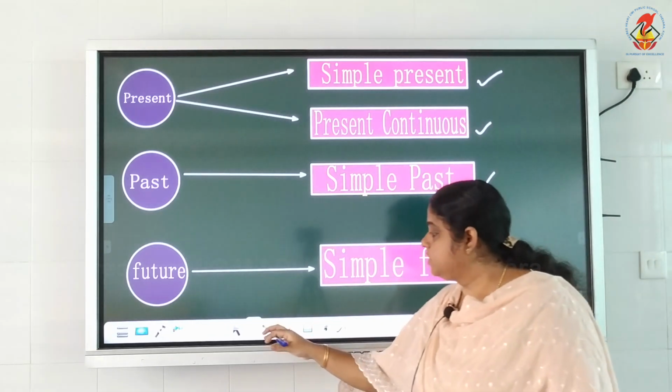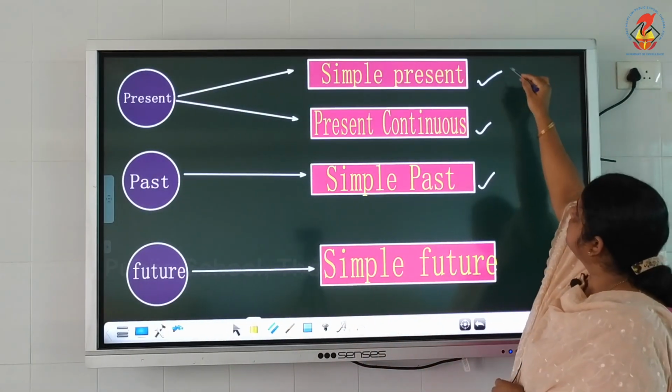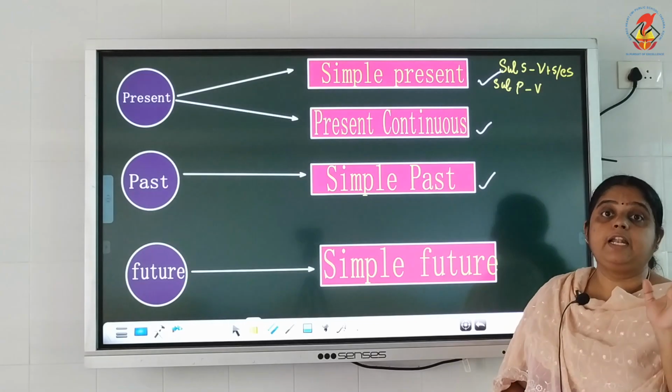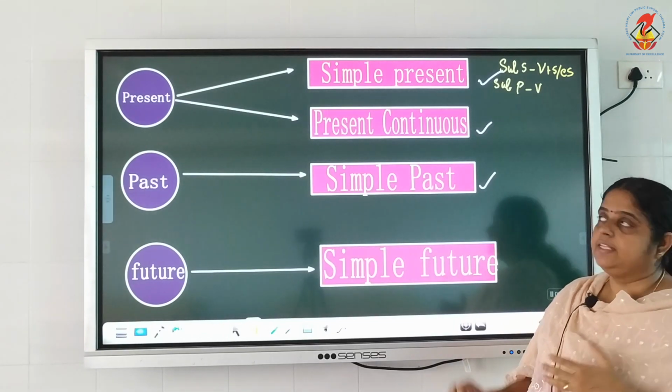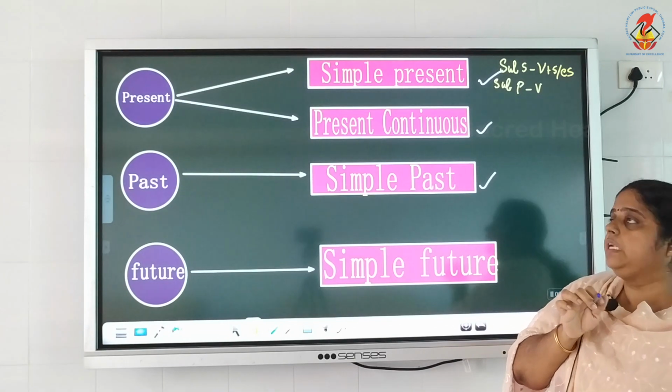What was the format of simple present tense? The format was: subject singular, verb plus s or es. And if the subject is plural, you have to use the verb as such. That was the format of simple present tense. You should know these formats. You should learn this by heart.